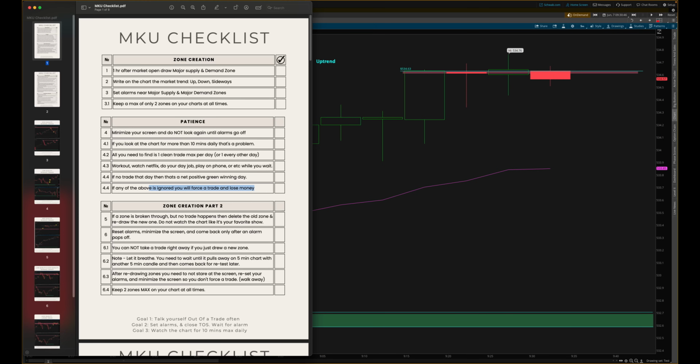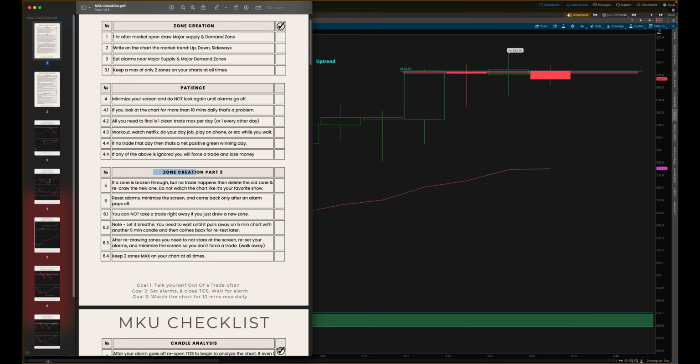Next, this is the patience piece. Again, I think it is the most important area, from 4 to 4.5 basically. Next here, zone creation part 2. Now, if a zone is broken through, but no trade happens, then delete the zone and redraw a new one. Do not watch a chart like it's your favorite TV show, realistically.